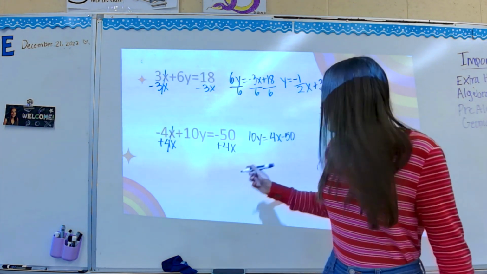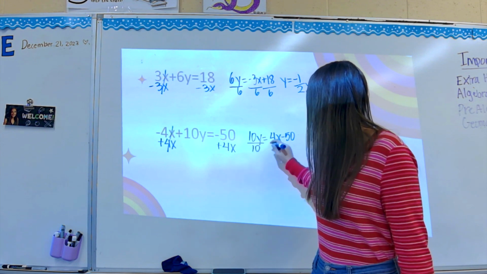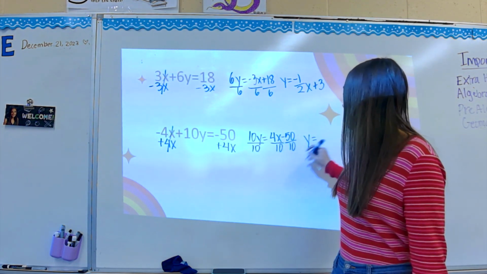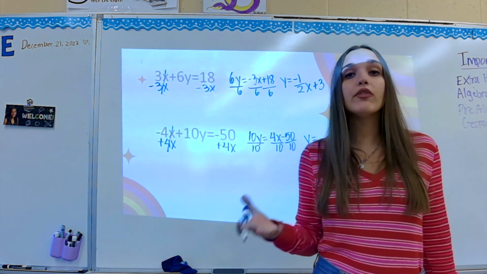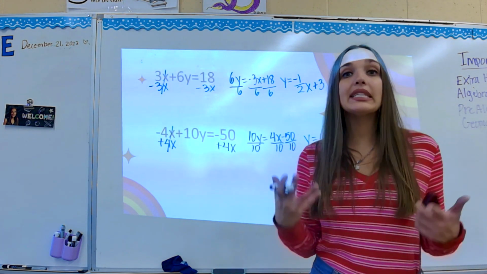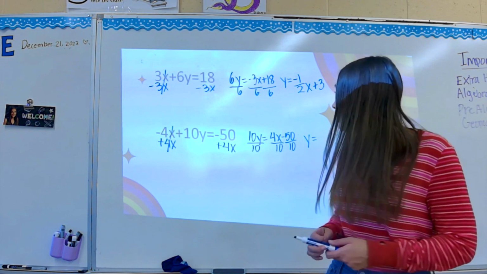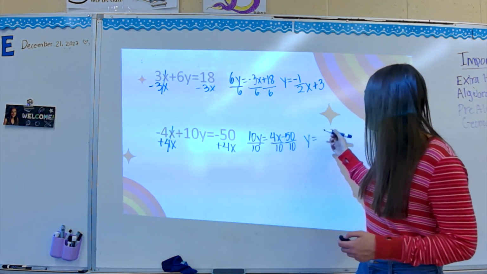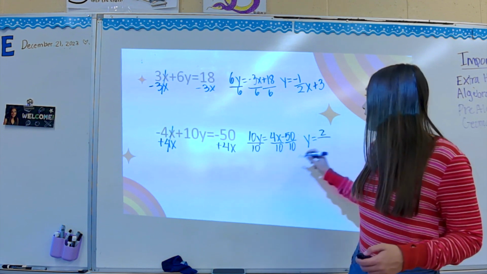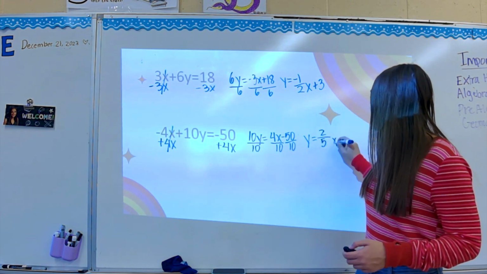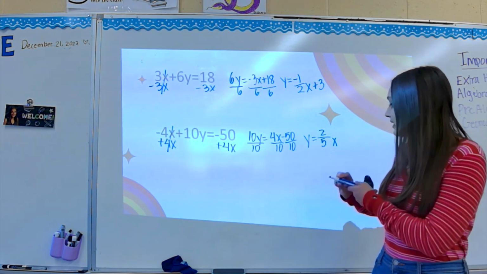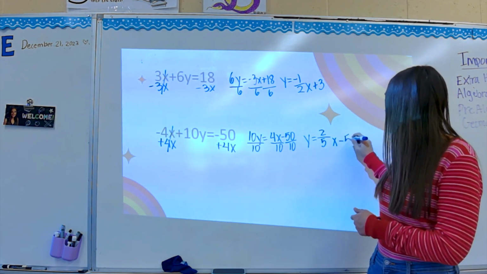Divide everything by the 10 now in front of the y. So I get y equals 4 over 10. 4 over 10 can be simplified. I can divide out a common number, which is 2. So I have to do that. 4 divided by 2 is 2, 10 divided by 2 is 5, so I get 2 over 5x. Then I have negative 50 divided by 10, which is an integer, which is minus 5.